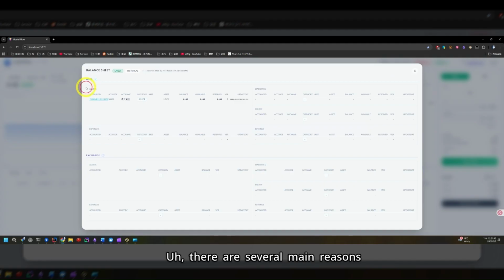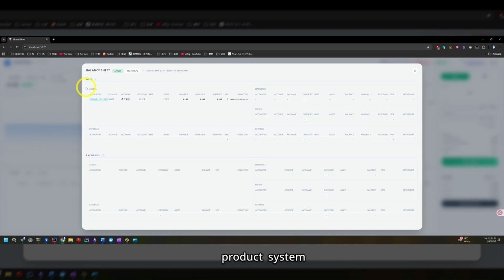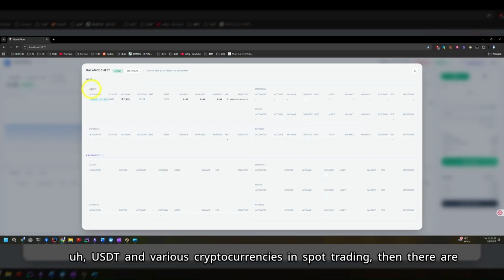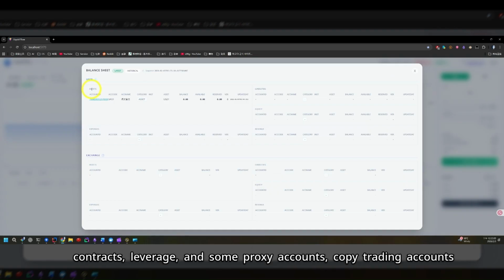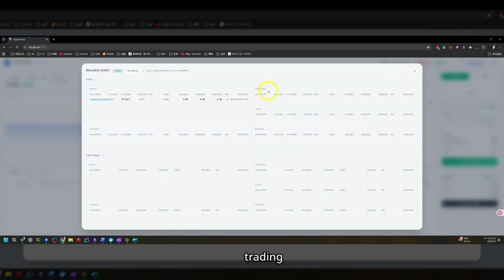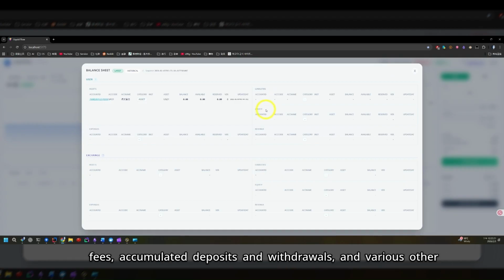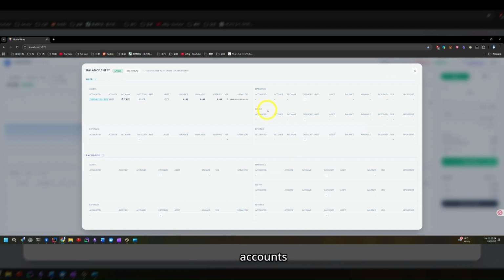There are several main reasons. The first reason is that the exchange is a financial system, a financial product system. It involves a wide range of operations, and users' assets might include USDT and various cryptocurrencies in spot trading. Then there are contracts, leverage, and some proxy accounts, copy trading accounts, etc. As for liabilities, users may have some debt accounts for margin trading. In terms of equity, there are realized profits and losses, accumulated fees, accumulated deposits and withdrawals, and various other accounts.